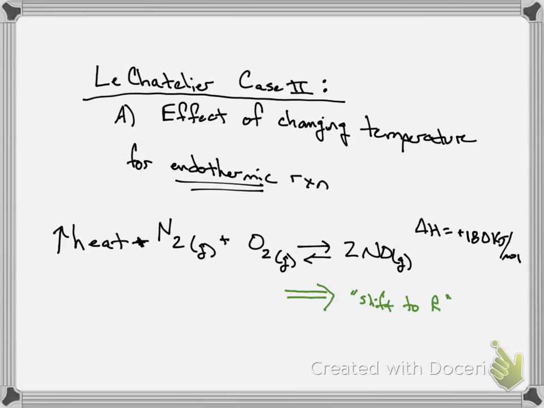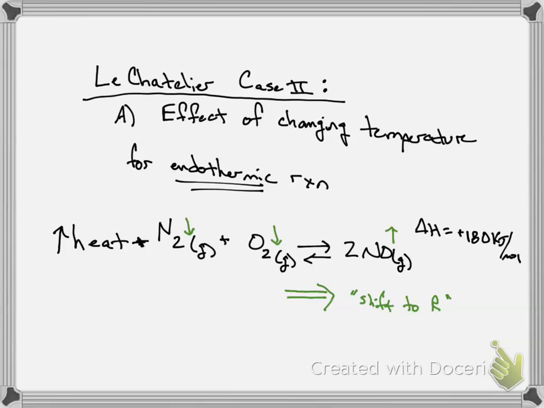What does that mean? Well, it means your N2 concentration is going to go down. It means your O2 concentration is going to go down. Your NO concentration is going to go up. That's what the shift to the right actually means. And I will say probably the one thing that confuses students the most is if you make a reaction cooler, that is the exact opposite of making it hotter.